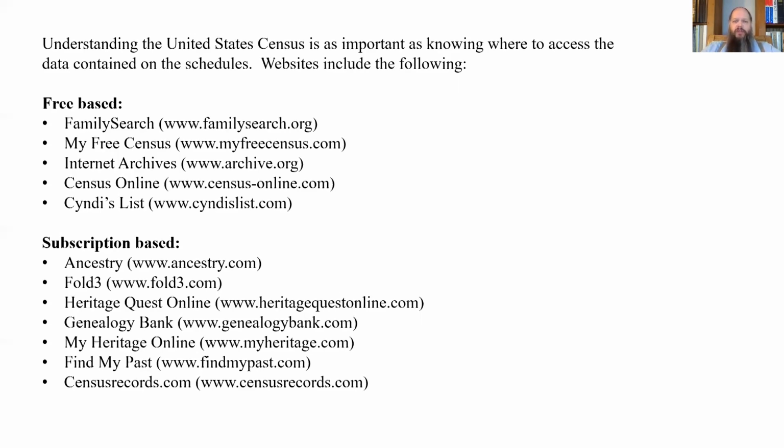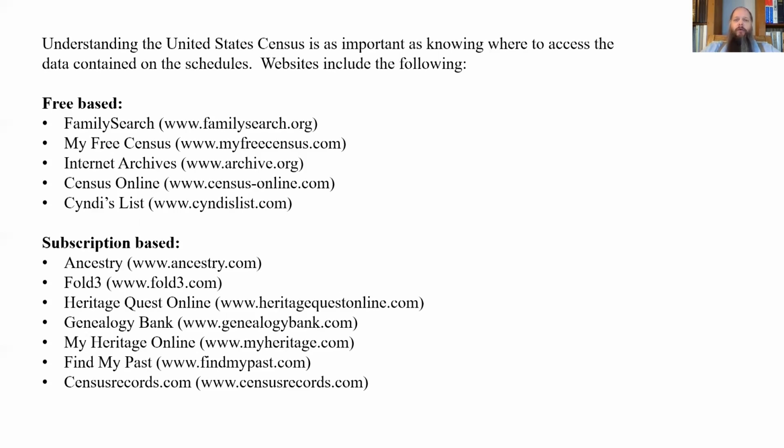It's up to you as the genealogist to determine which best suits your purposes to be able to locate the census material that you are seeking. A number of the top fee-based sites are Ancestry, Fold3, HeritageQuest, GenealogyBank, amongst many others. Some of the more popular free sites are FamilySearch, followed by Internet Archive, and even including Cyndi's List, where you can find a number of links to free material.